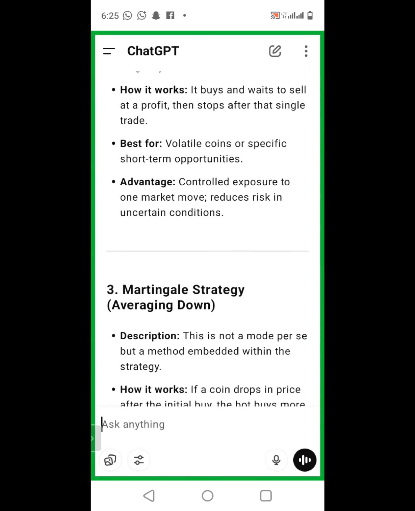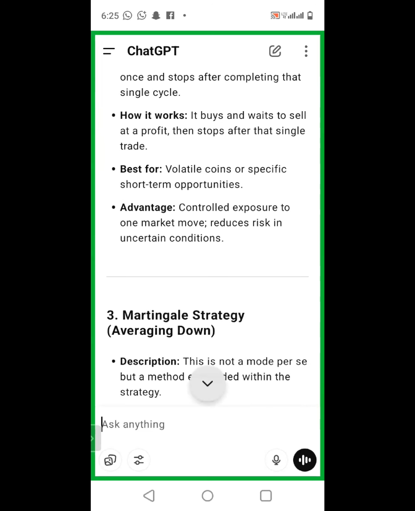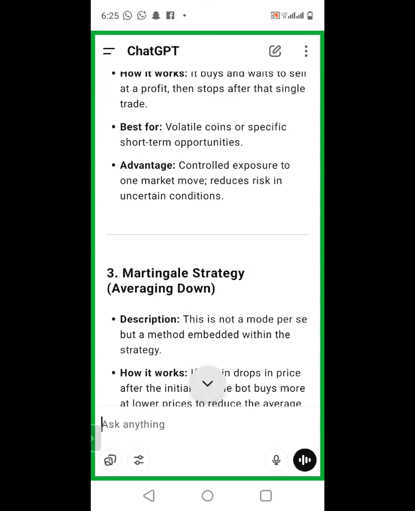And how does it work? It buys and waits to sell at a profit, then stops after a single trade. It is best for volatile coins or specific short-term opportunities. So when there's a volatile coin, that means this coin is pumping and we can see that it might drop at any time. That means when the coin does not have a strong project, maybe a meme coin or a community coin that you see is pumping, and you want to enter the market to make your profit and to leave the market. That is what the one shot is for.